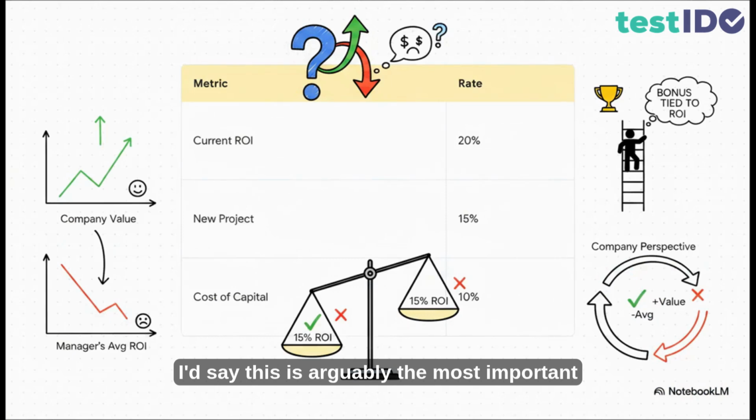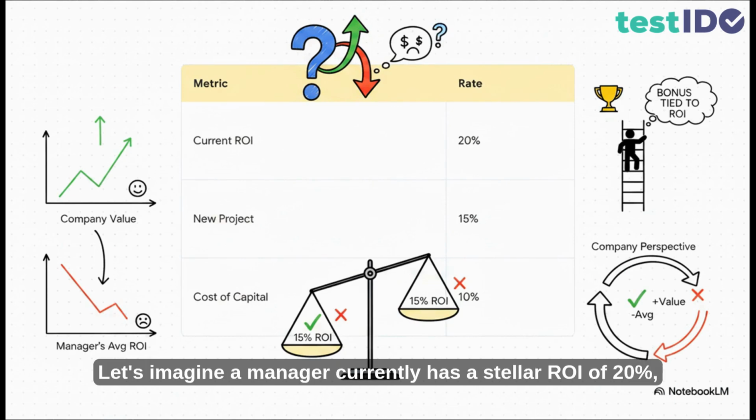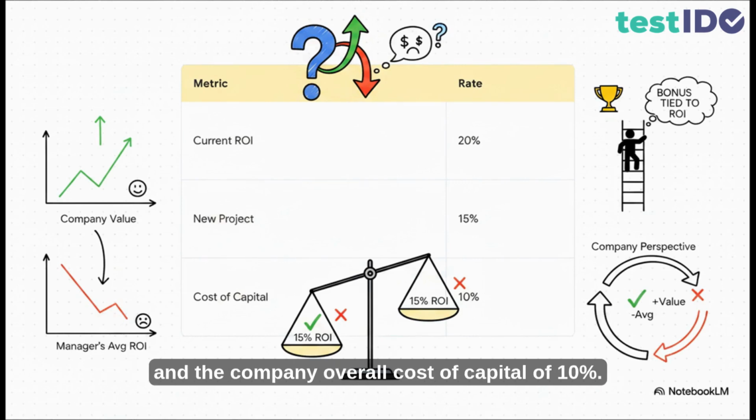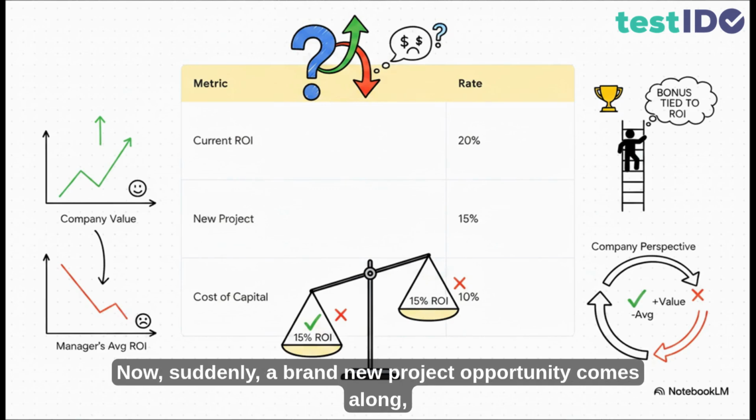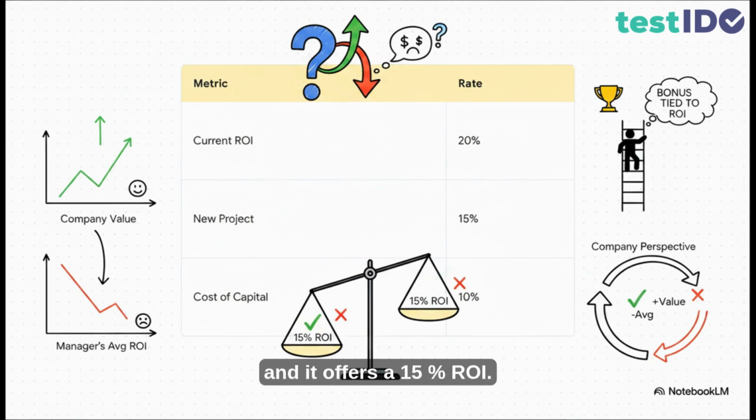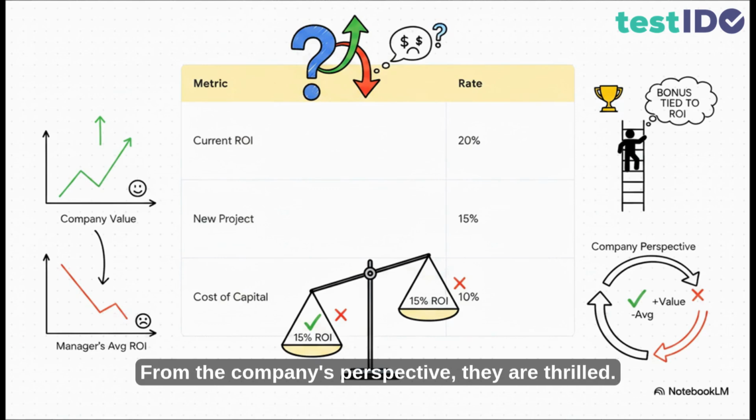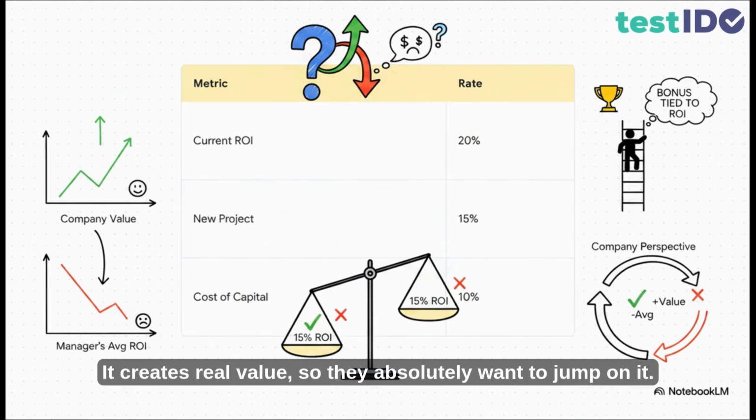I'd say this is arguably the most important conceptual part of our entire ROI lesson today. ROI is super powerful, but it has a fatal flaw. Let's imagine a manager currently has a stellar ROI of 20%, and the company overall has a cost of capital of 10%. Now, suddenly, a brand new project opportunity comes along, and it offers a 15% ROI. From the company's perspective, they are thrilled. A 15% return easily beats their 10% cost of capital. It creates real value, so they absolutely want to jump on it.